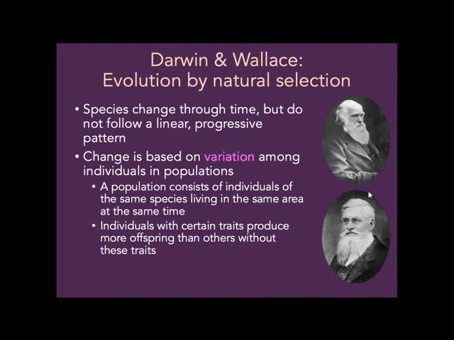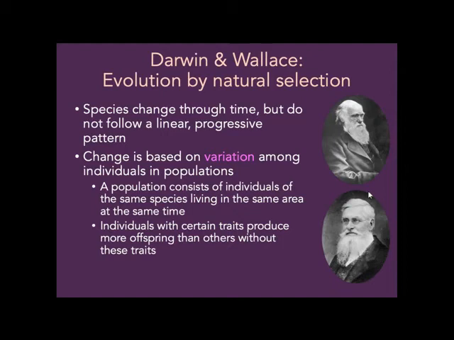So let's talk a little bit about Darwin and also Russell Wallace and their ideas of evolution by natural selection. We know that species do change over time, right? We can see evidence of that if we look at examples of species from the past, they may be different than they are now. But another thing that we know is that they don't follow a linear progressive pattern, okay? And we'll get more into that later.